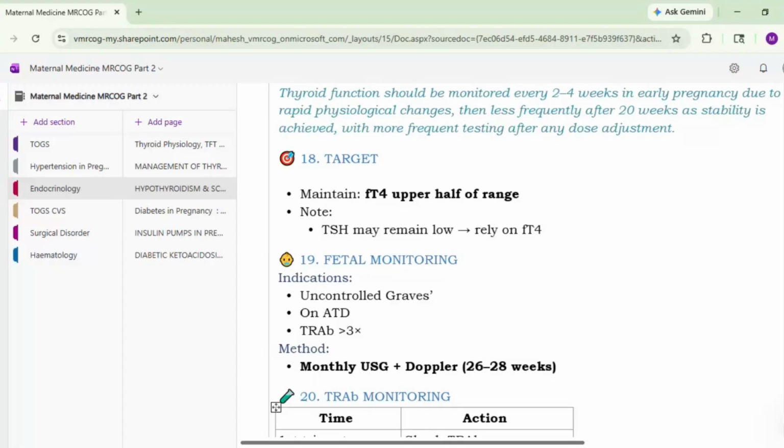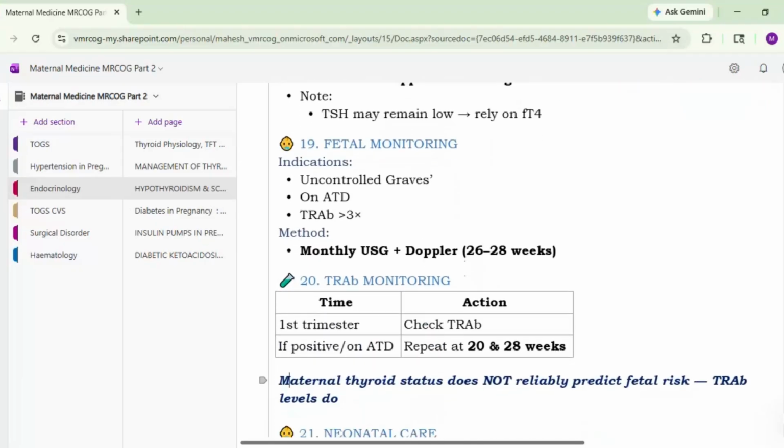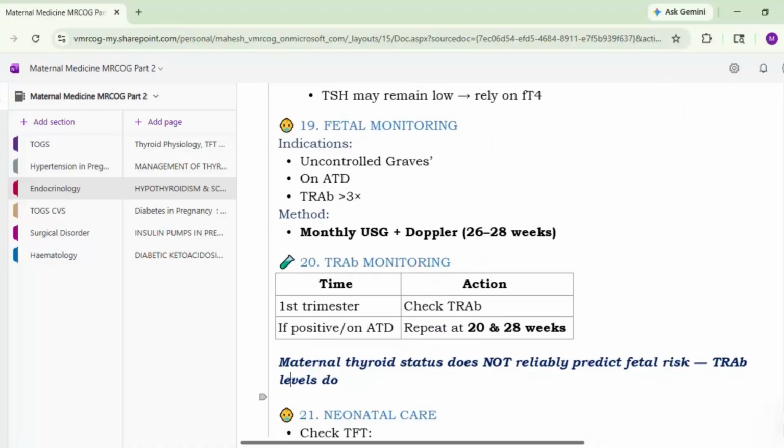What about the fetal monitoring? You have to do the fetal monitoring also. Indications will be uncontrolled Graves disease, if the patient is on antithyroid drug, or if she has a TRAB level more than 3 times. Okay. So you will do monthly ultrasonography, and Doppler you will do around 26 to 28 weeks of gestation, and TRAB monitoring is required in the first trimester. You will check the TRAB level. If positive, or if she is on antithyroid drug, you will repeat at 20 weeks and at 28 weeks.